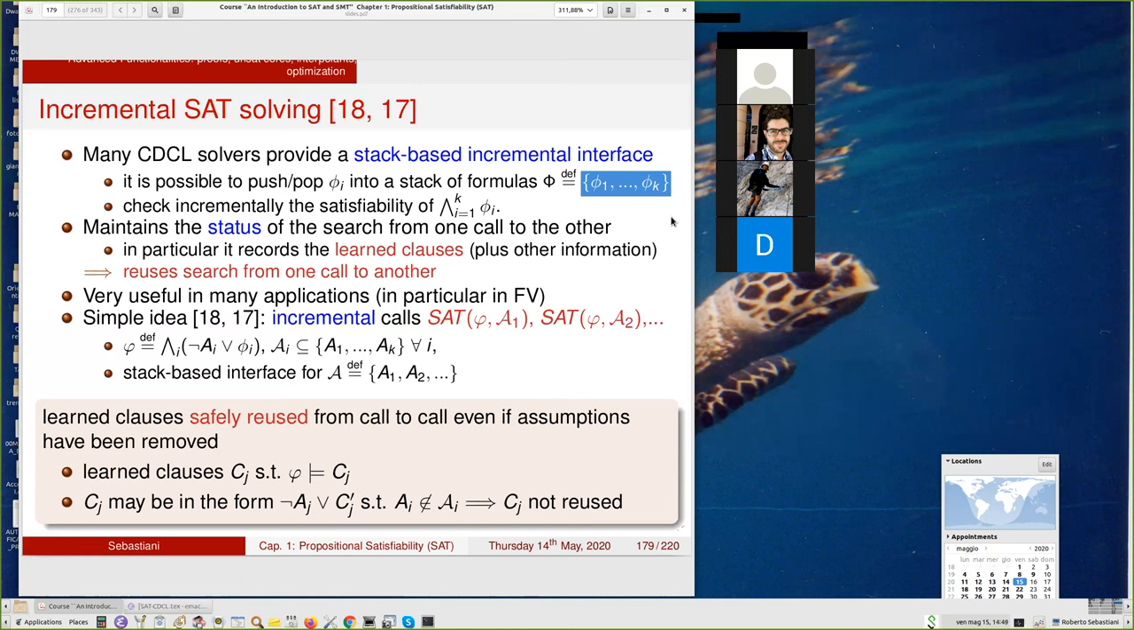Now, when you pop, in general, if you don't use this trick, you have a serious problem. Because if you pop, say, Φk, and you have a long list of learned clauses, you don't know anymore which clause depended on what, and which clause should be kept and which one should be dropped, right? Because some of the clauses might depend on Φk, and since Φk is no more there, they should be dropped, okay?